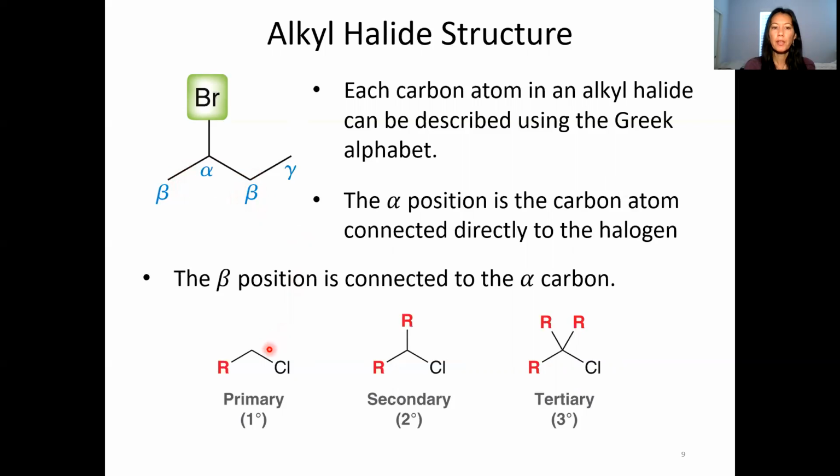Okay, the other thing is you can have primary, secondary, or tertiary alkyl halides. A primary is where you have a carbon attached to another carbon. So the halogen is directly attached to a carbon, attached to another carbon. For secondary, the halogen is attached to a carbon, attached to two carbons. So R is just a generic alkyl group. Here, the carbon attached to the halogen is attached to three. So this is important because these will have different reactivities.